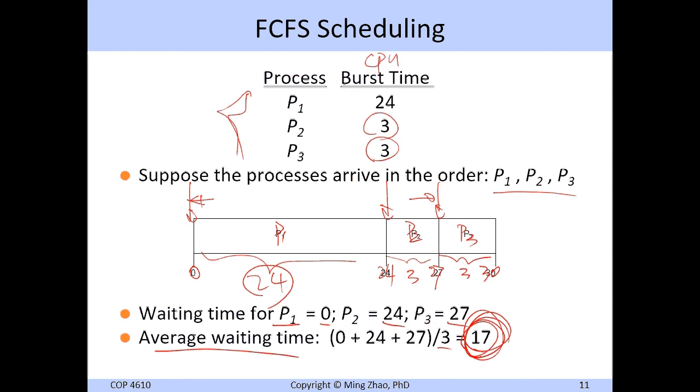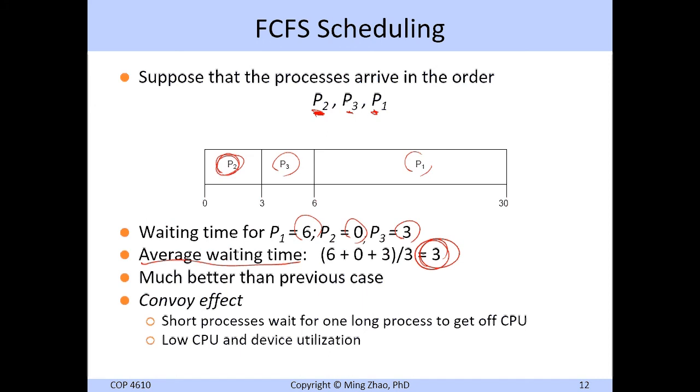So now do you see the problem? For the same 3 processes, which all come at almost the same time, just a slight difference in order would cause the average waiting time to be very different. In the first example it is 17, in the second example 3. The first example has almost 5 times longer average waiting time. The second case is much better.